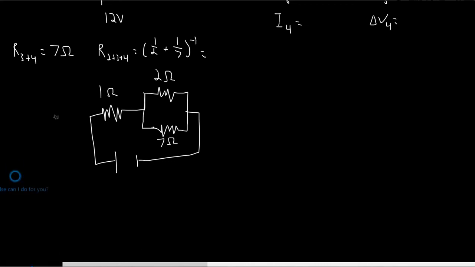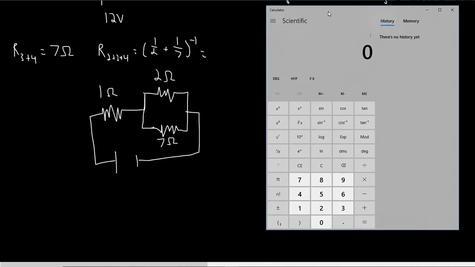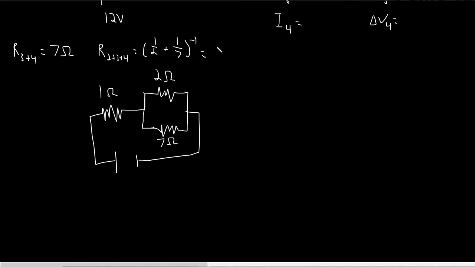That I can't do in my head, so I better open up a calculator quick. Let me actually show the work I'm doing there. 1 divided by 2 plus 1 divided by 7, close parentheses, x to the y, negative 1 equals 1.56, I think, sounds good. So I've got equals 1.56 ohms.